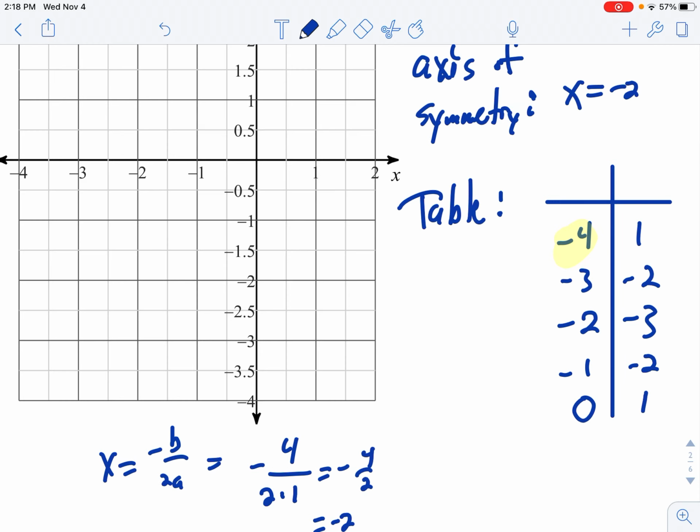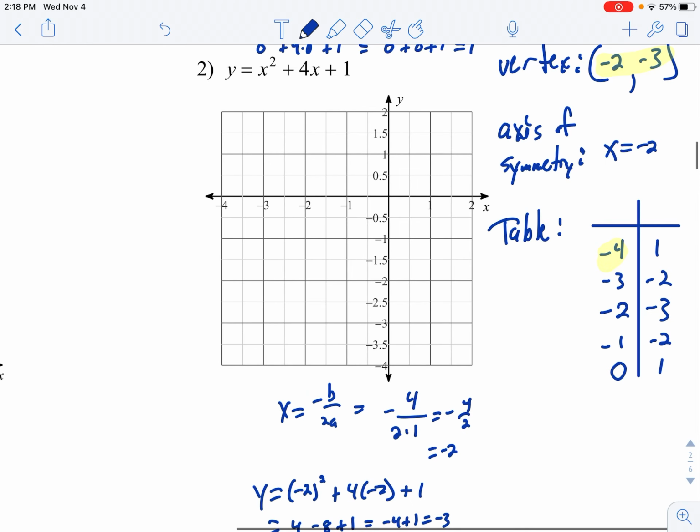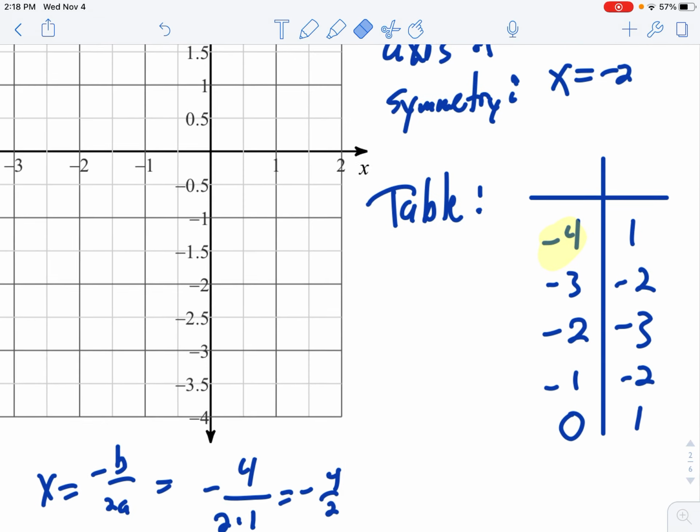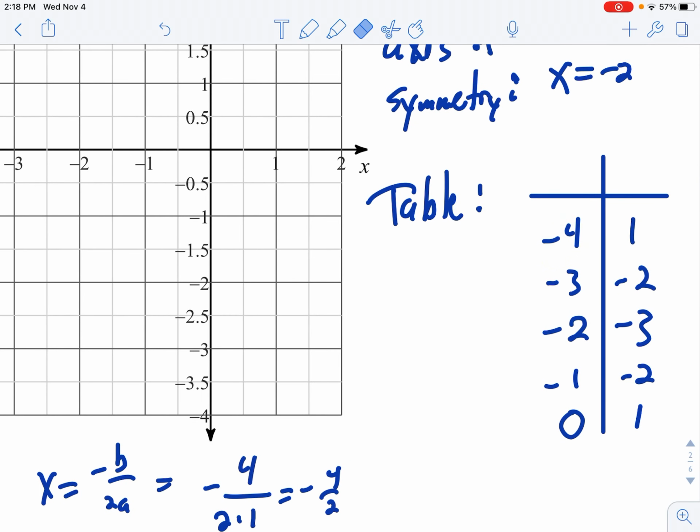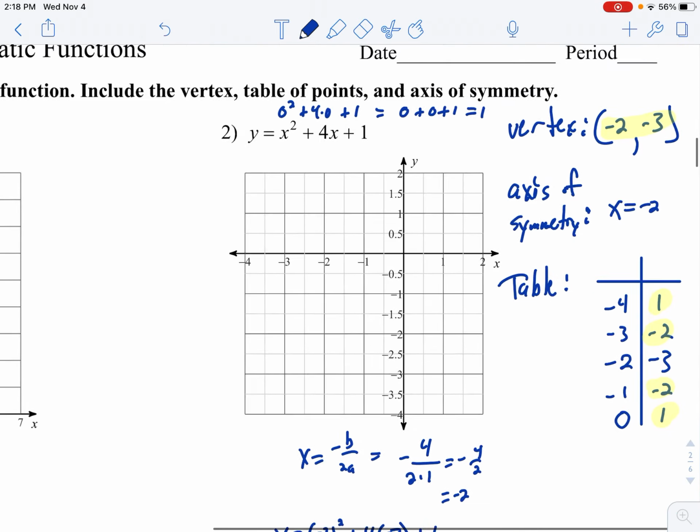Now I want you to notice something before I go any further. I am done with the table. I filled it out. We started with the vertex, did a couple smaller numbers, did a couple larger numbers, and then that was it. But you should notice some symmetry here. Do you see that? This number is the same as this number. And that number is the same as that number. That's always going to happen if you're doing your work correctly.